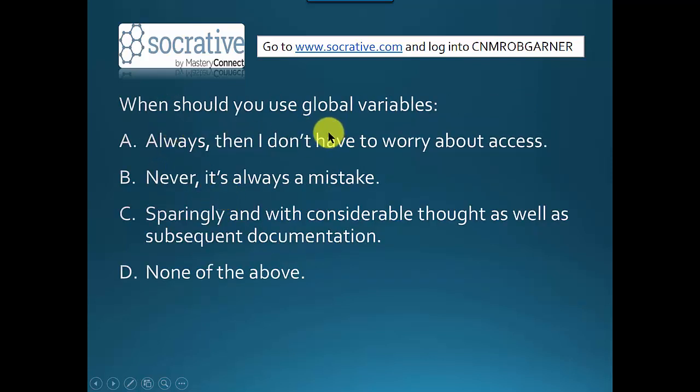When should you use global variables? Always? Then you don't have to worry about access. Boy, wouldn't that be convenient? Never. It's always a mistake. Sparingly, with considerable thought as well as subsequent documentation, or none of the above. So pause, think about the answer, and then hit continue. The answer is sparingly. And really, you almost want to think of it as never, but sparingly is the right answer. In my class, please don't use global variables. I won't be giving you an assignment that requires them in C++1, but you really should try to avoid using global variables.